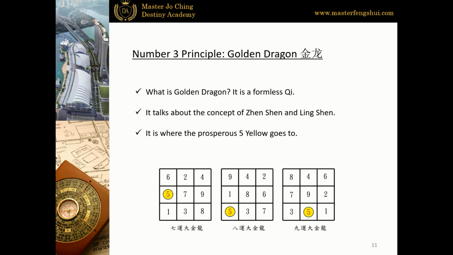So wherever the golden dragon goes to, that sector is prosperous. But how do you make it more prosperous? That is where you need to see water. So I will share with you later on.